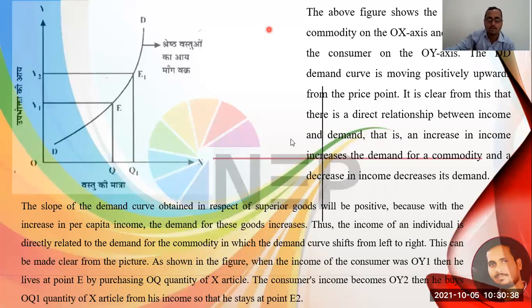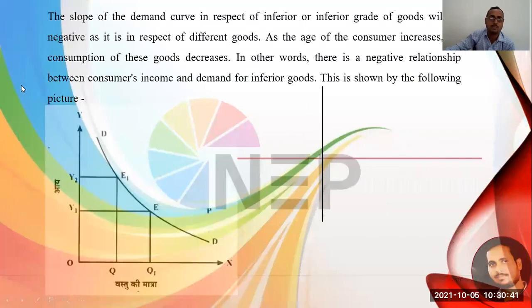Now students, for the inferior commodities, what happens? Inferior commodities means those commodities which provide less satisfaction. So in these cases, if the income of the consumer increases, then the demand of that commodity will decrease. As in the given diagram, as earlier, the OX axis shows the amount of the X commodity, and the OY axis shows the income of the consumer. When the consumer's income is OY1, then the demanded amount of the commodity is OQ1.